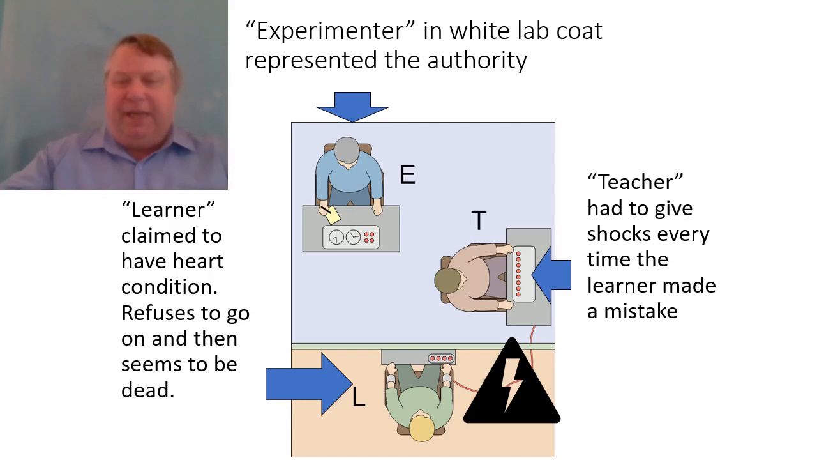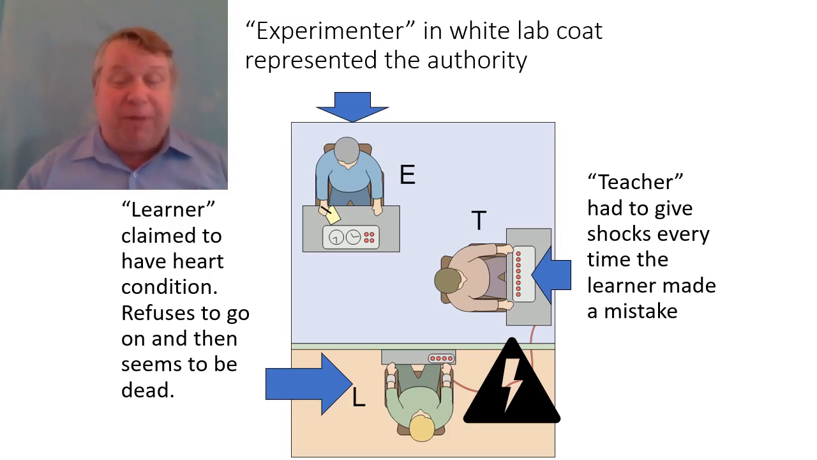The experimenter would be in the lab with a white lab coat, and he represented the authority. You had the learner. The learner was connected to this machine that would give him electrical shocks. In addition, he had little buttons in front of him to mark the correct answer when he was asked a question about a word pair. Now, when he went in there, originally the learner says, oh, I have a heart condition. Is this going to be bad? The experimenter said, no, it'll be no problem. And the learner kind of reluctantly sits down and agrees to be strapped in.